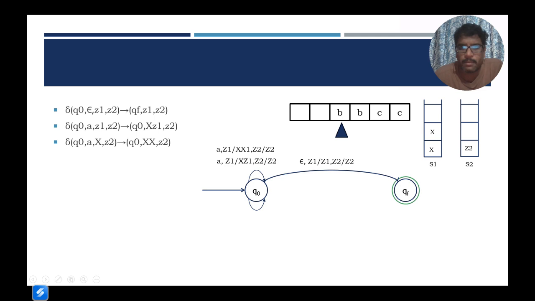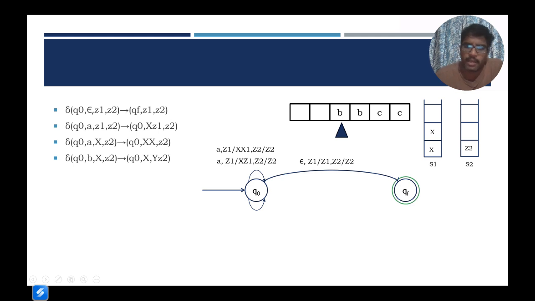Now reading the b here, the transition will be delta of q naught comma b comma x comma z2. The input is reading b. The top of stack 1 is x. The top of stack 2 is z2. The output transition is the same state q naught comma x comma.